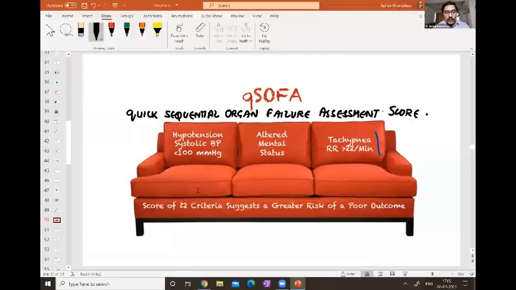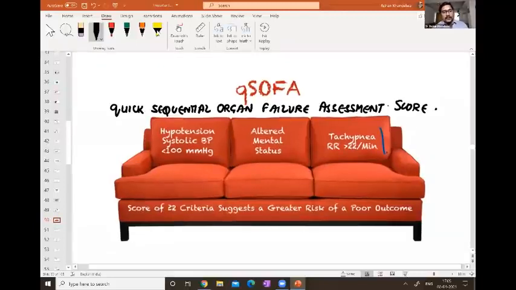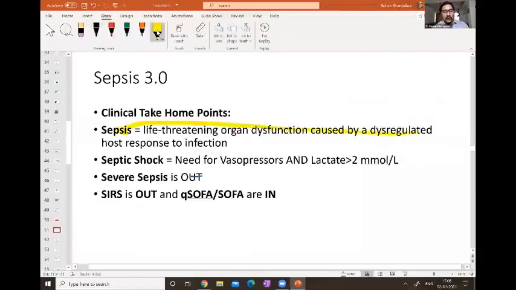Sepsis 3.0 guidelines, you should know the important points. Sepsis is defined as a life-threatening organ dysfunction caused by dysregulated host response to infection. That is the definition of sepsis. Septic shock is when the BP is not increasing just with fluids and you need vasopressors as well.